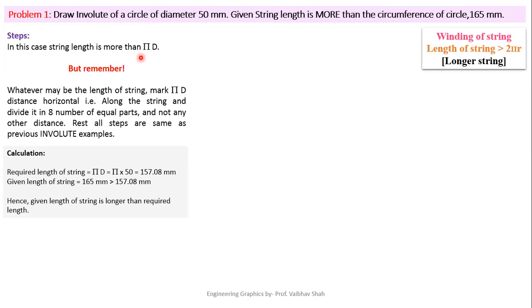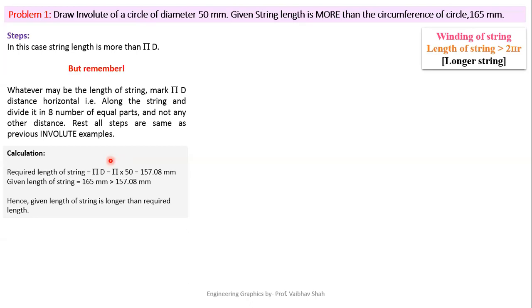So first of all, let us understand what we are actually talking about. Why is it that our given string length is more? Why are we saying that again and again? So let us understand what is the actual requirement of the string. From previous examples, we have learned that we need to wind the string around the circle, right? Now, if we want to completely wind the string around the circle, that means the string will cover the complete surface of your circle. And the complete outer surface of the circle is nothing but the circumference of the circle.